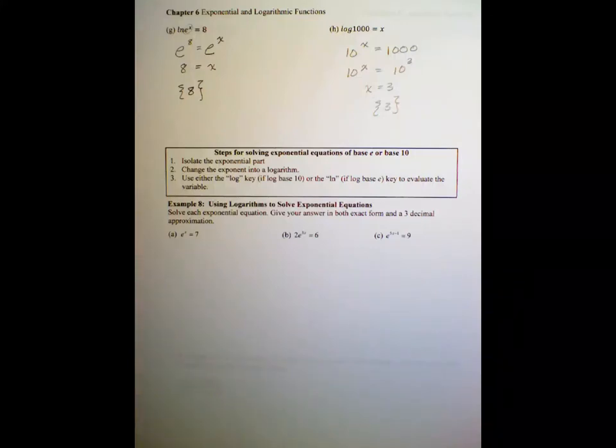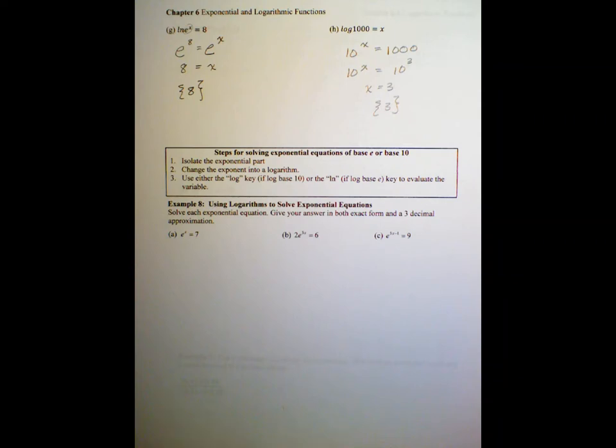This is section 6.4 on logarithmic functions, and now we're on example 8. We're going to solve exponential equations with a base e or base 10. We've done some, but we're going to do some more now. We've done some because we've had to change our log functions into exponentials, and we solved those.